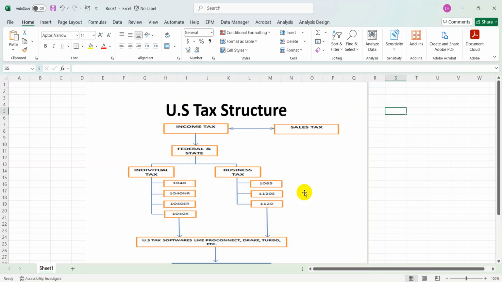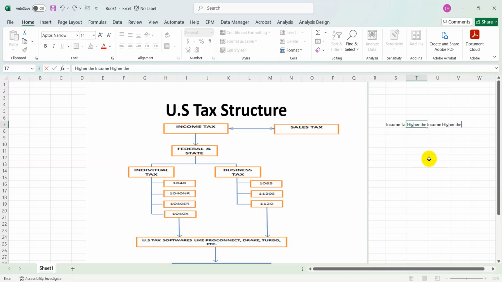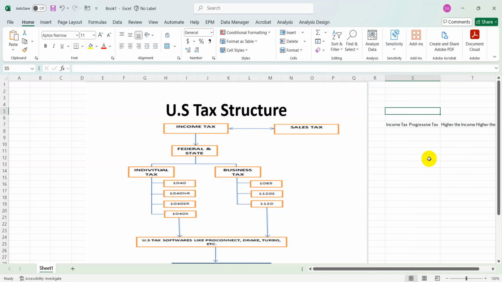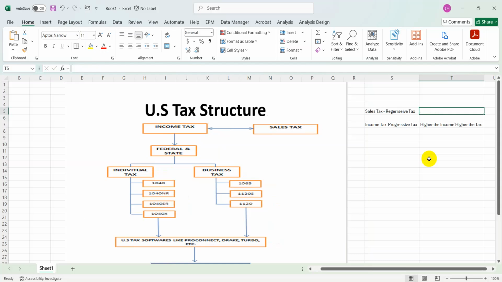Now when we talk about income tax, in particular in the US tax structure, income tax is always a progressive tax. What I mean by progressive tax is that the higher the income, the higher the tax. The more you earn, the more tax you will pay. Sales tax is not a progressive tax. Sales tax is basically a regressive tax. What I mean by regressive is that it doesn't depend on your income.